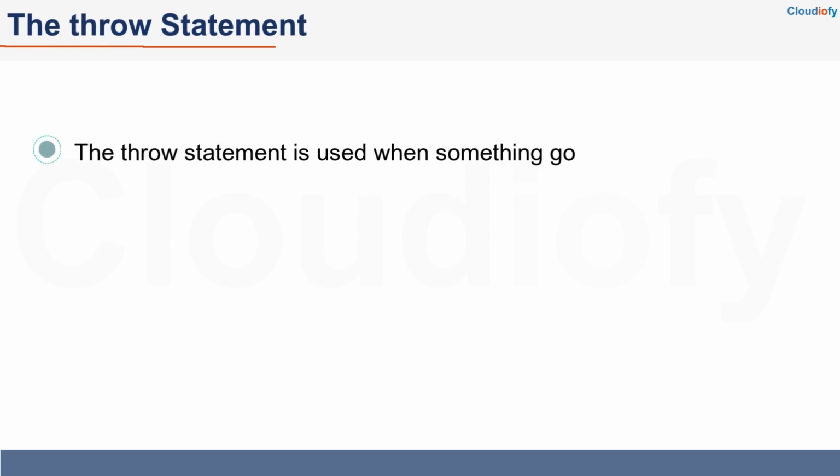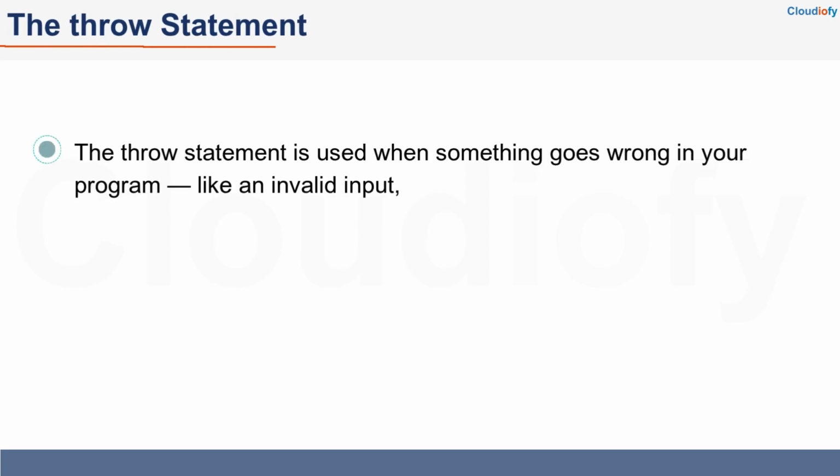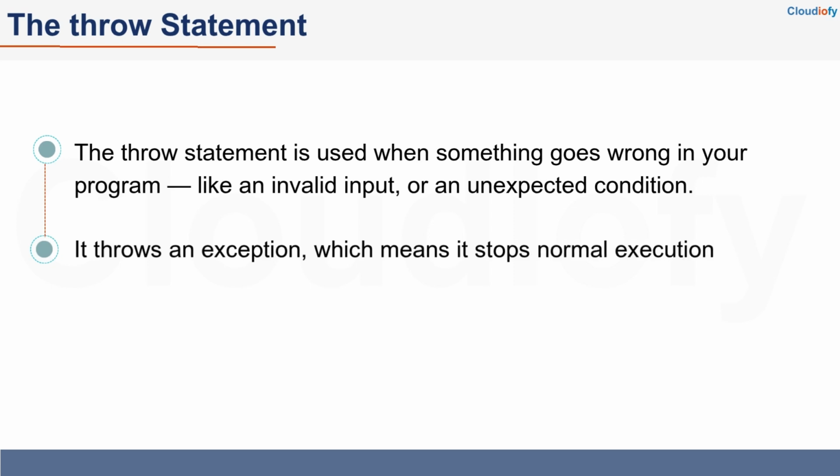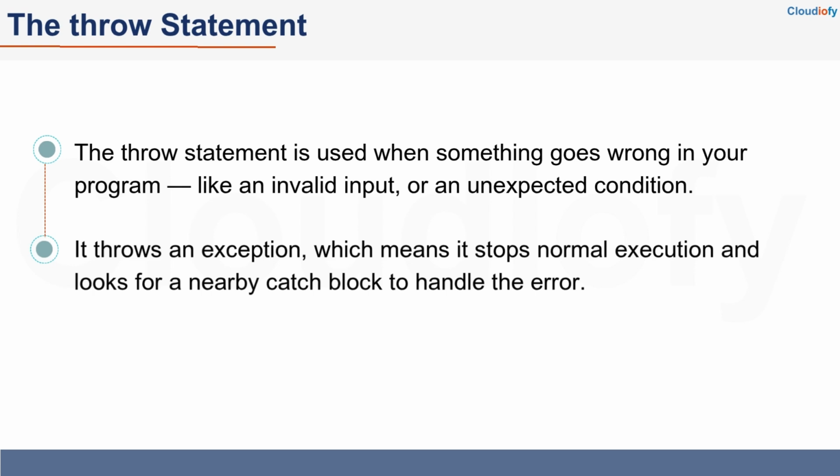Now let's look at the throw statement. The throw statement is used when something goes wrong in your program, like an invalid input or an unexpected condition. It throws an exception, which means it stops normal execution and looks for a nearby catch block to handle the error. Think of it as raising a flag when something isn't right. Your program can then respond accordingly.